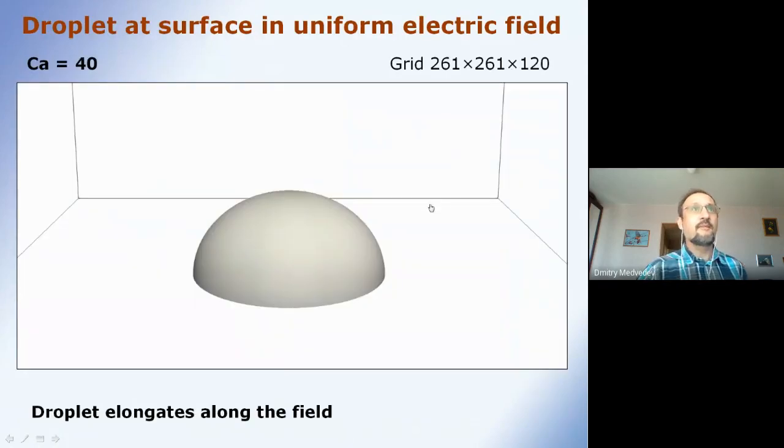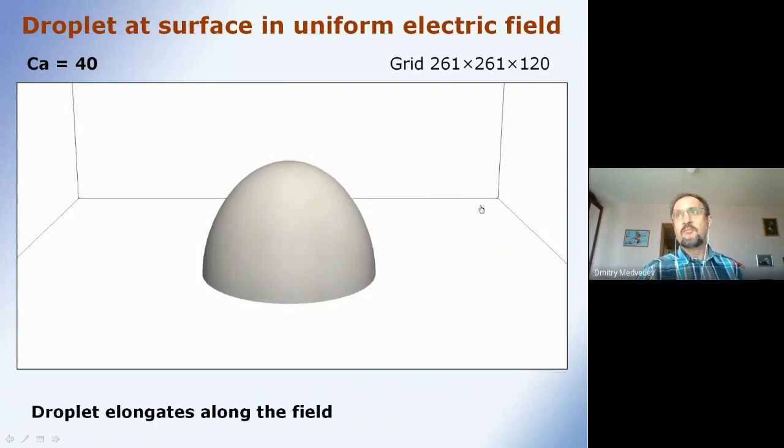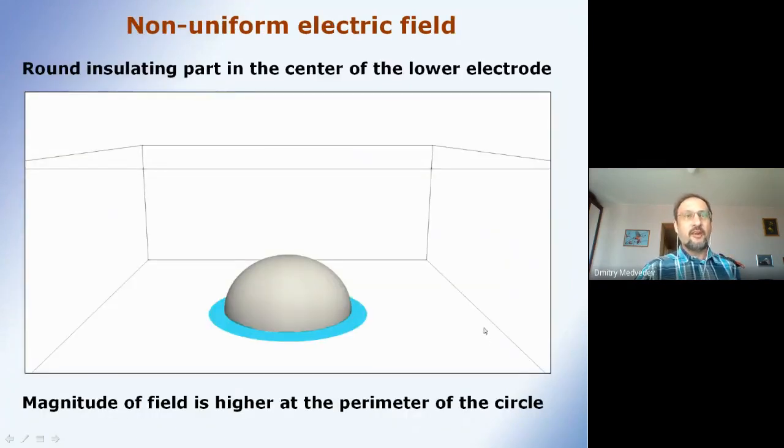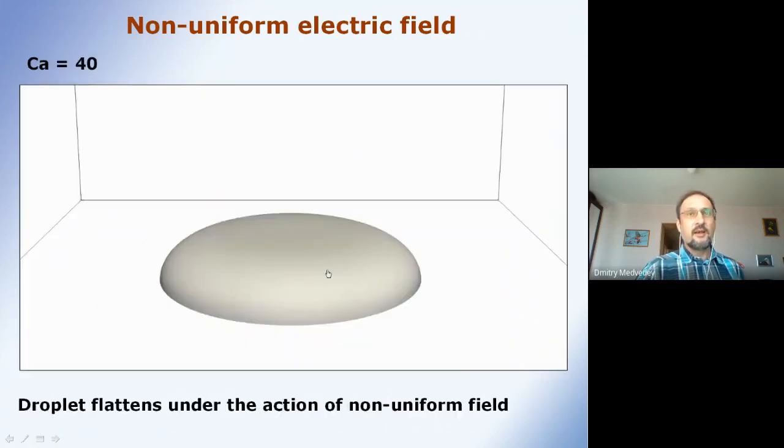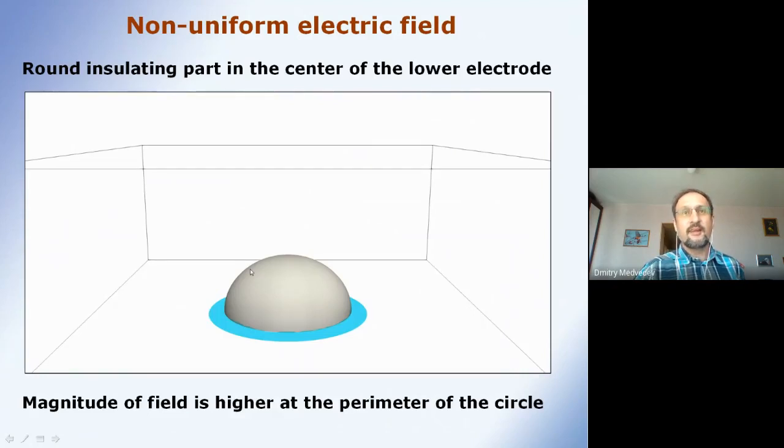Now let's go to the droplets. In this case, we have a droplet between two parallel electrodes, and this is the case when the field is more or less uniform. You can see that the drop elongates as it is well known. What happens if we have an insulating part of the lower electrode? It is shown by this blue circle. So the field is non-uniform in this case, and you can see that, opposite to the previous case, the droplet flattens. It is pulled into the region of high magnitude of electric field at the perimeter of this.